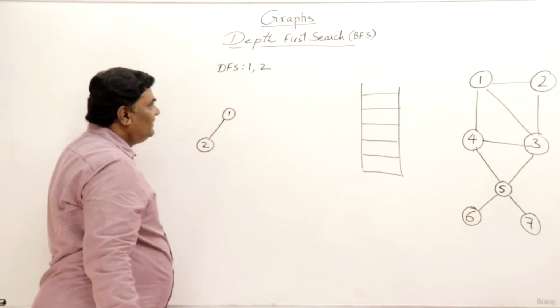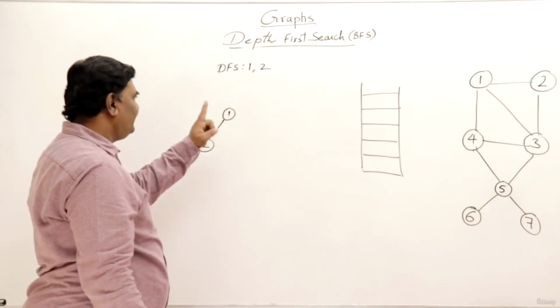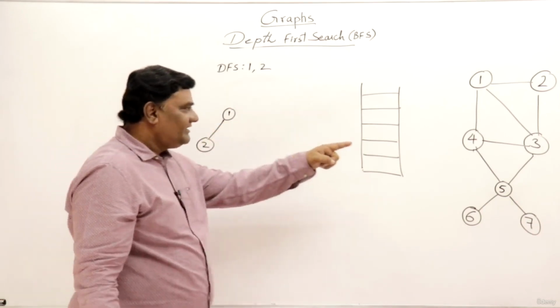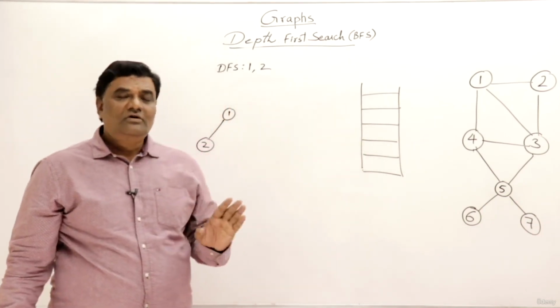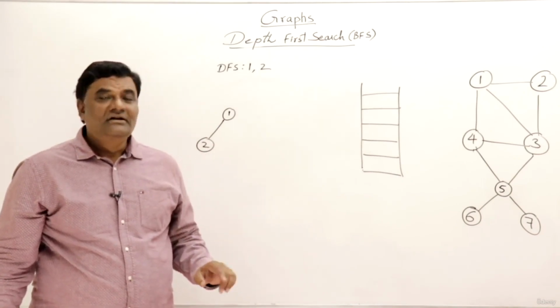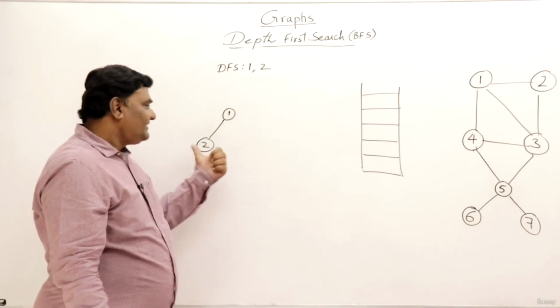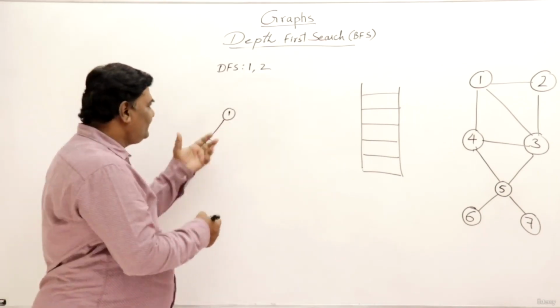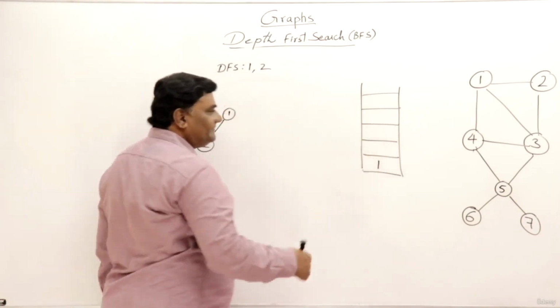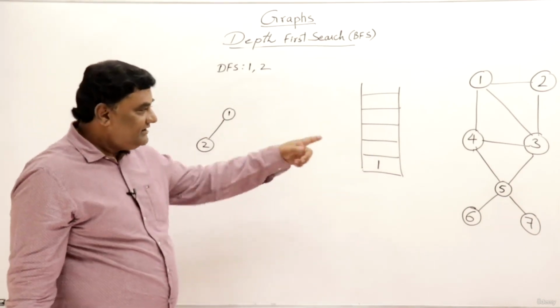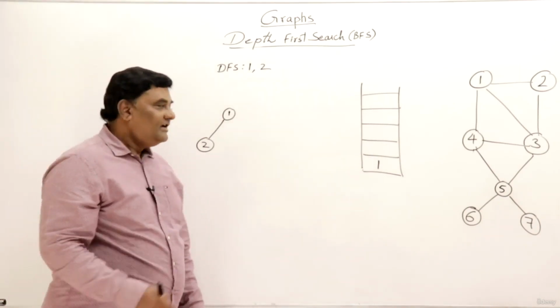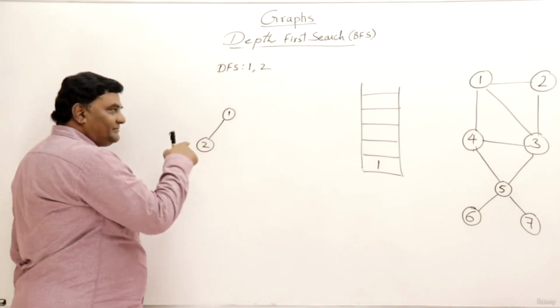Then, what is the next vertex of 1? Adjacent vertex is 3. No, don't go on the next vertex of 1. Suspend the exploration of 1 and start exploring 2. Then what to do with 1? Push it into the stack so that we can continue its exploration afterwards. Now we are on vertex 2. Start exploring 2.